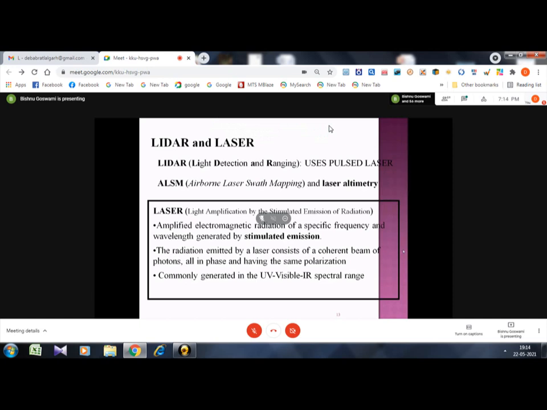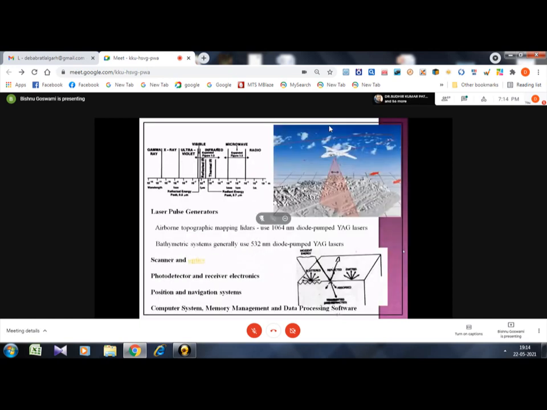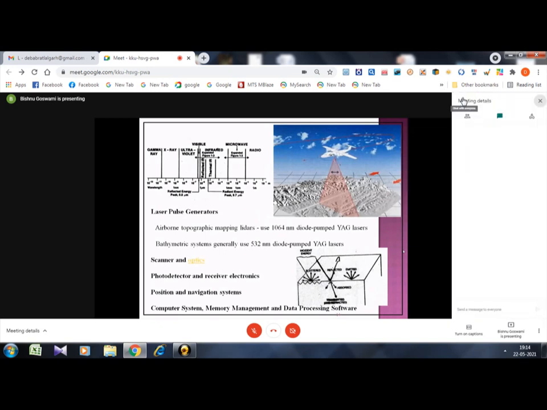And these are commonly generated in the UV, visible, and IR spectral range. So lasers can also be invisible. So if we are trying to map an area, we can also do it through invisible means, and this is sometimes done by the spy satellites, which can be in the news, because there are these wars and conflicts happening throughout this world in this time of pandemic. So these laser pulse generators use specific nanometer diode pumped YAG lasers. So it is just showing how this laser mapping is being done.